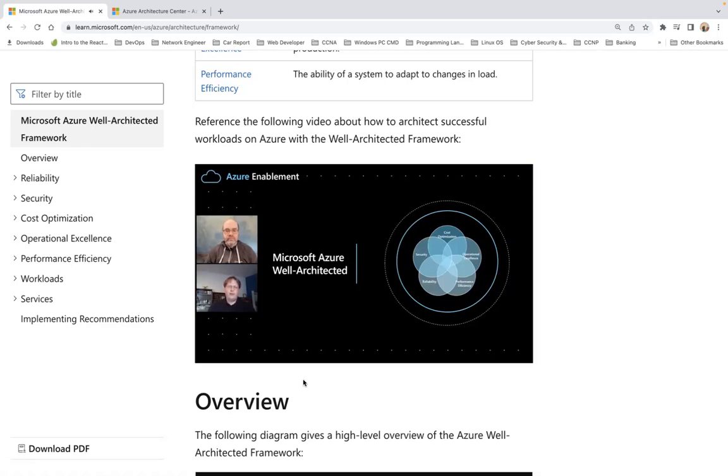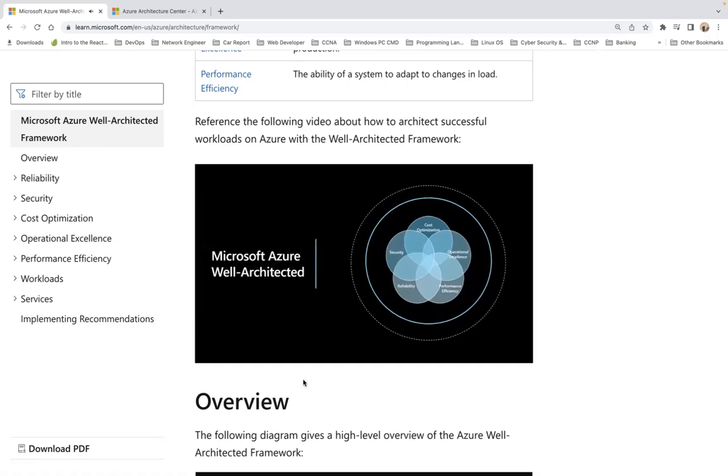Reliability is focused on how your workload handles failures and how you recover afterwards. Security, we all know what that is, really. It's how you protect your workload from threats and bad actors. And then finally, operational excellence is how you deploy your workload to the cloud. How are you managing it once it gets there?